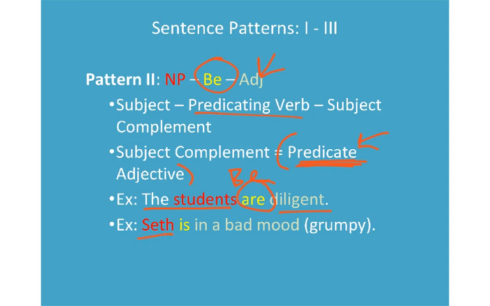Another example, Seth is our subject, our noun. Is is our form of to be. In a bad mood is another way of saying grumpy. So this whole thing, even though it starts with in, which we think of as a preposition, a place word, this in a bad mood is giving us more information about Seth. The whole thing is acting as an adjective. It's giving us more information about a noun.